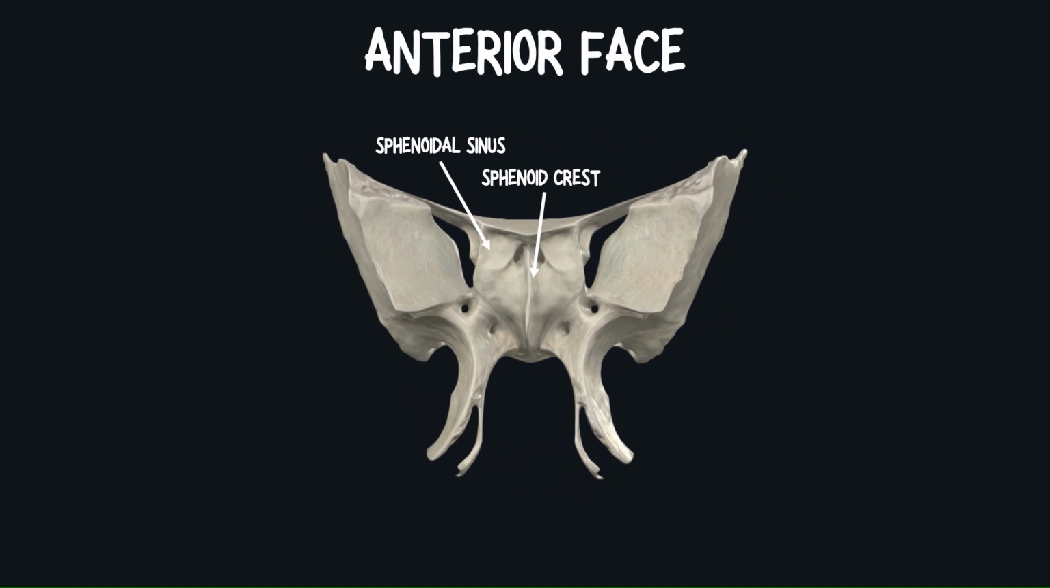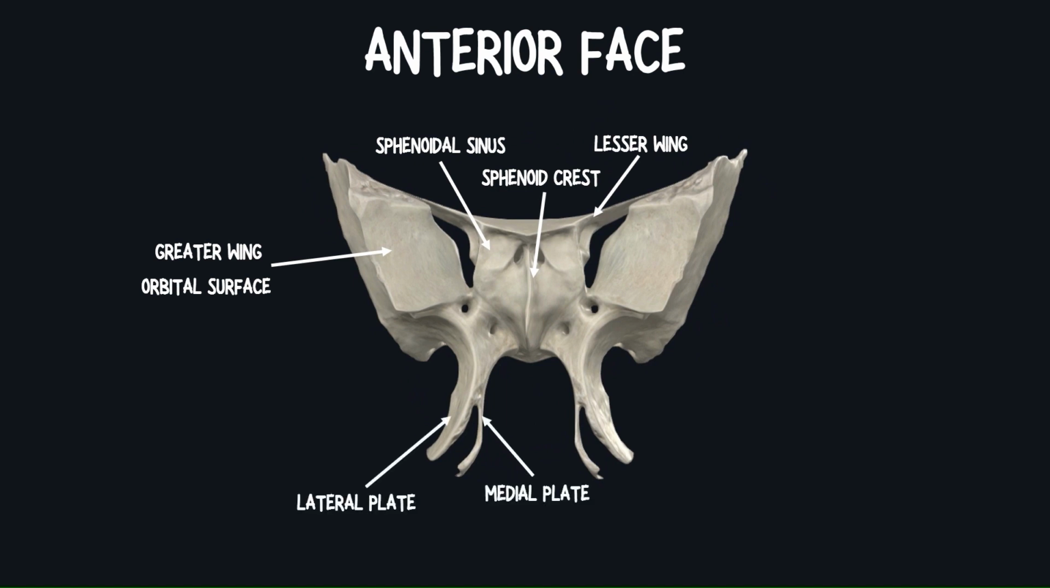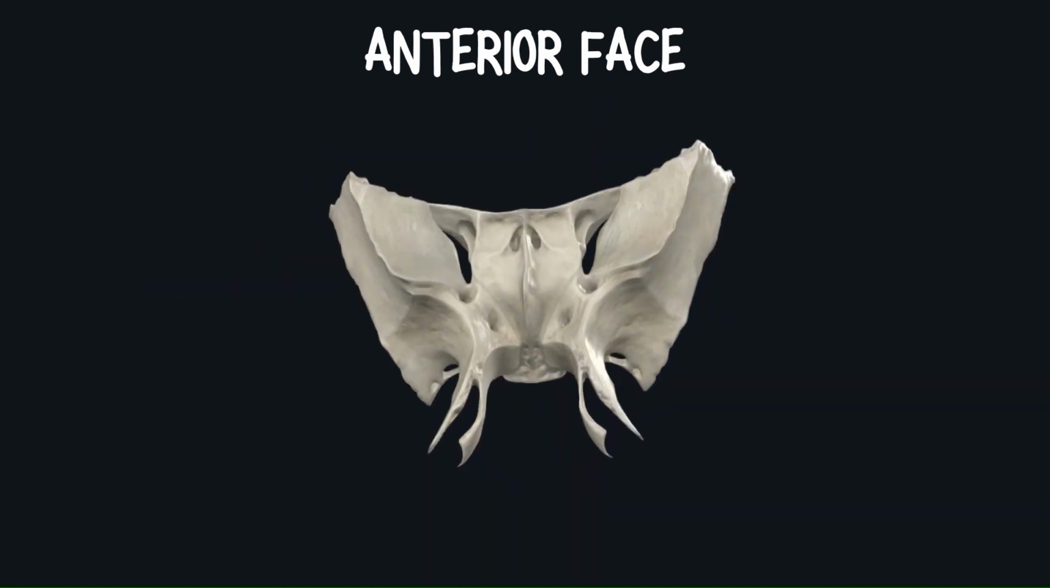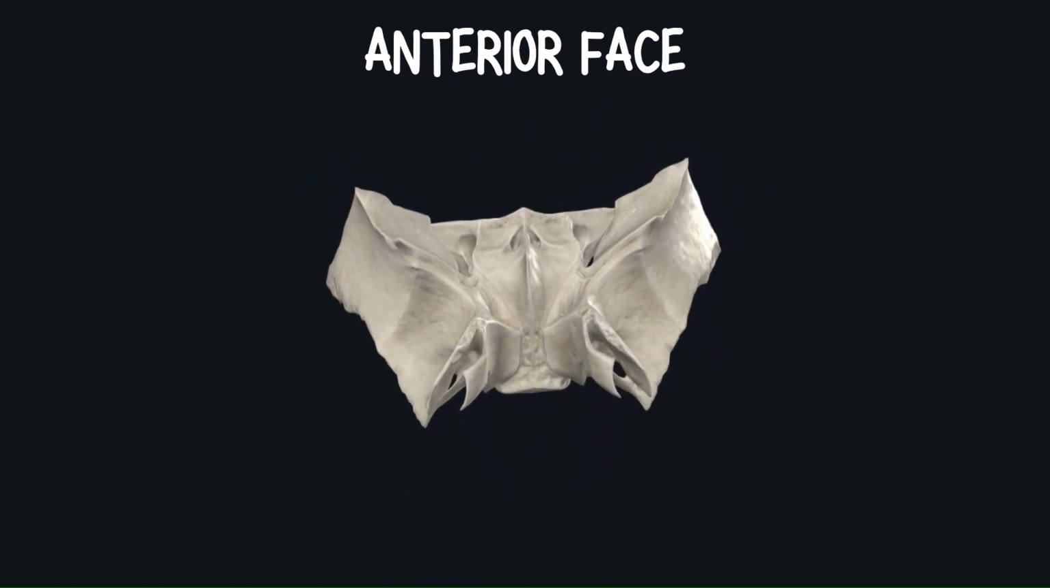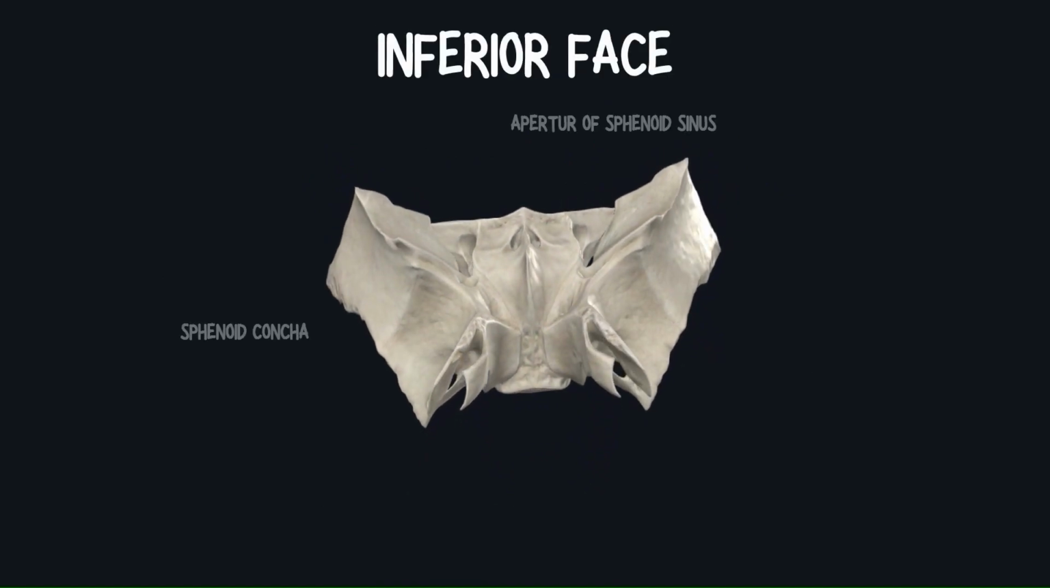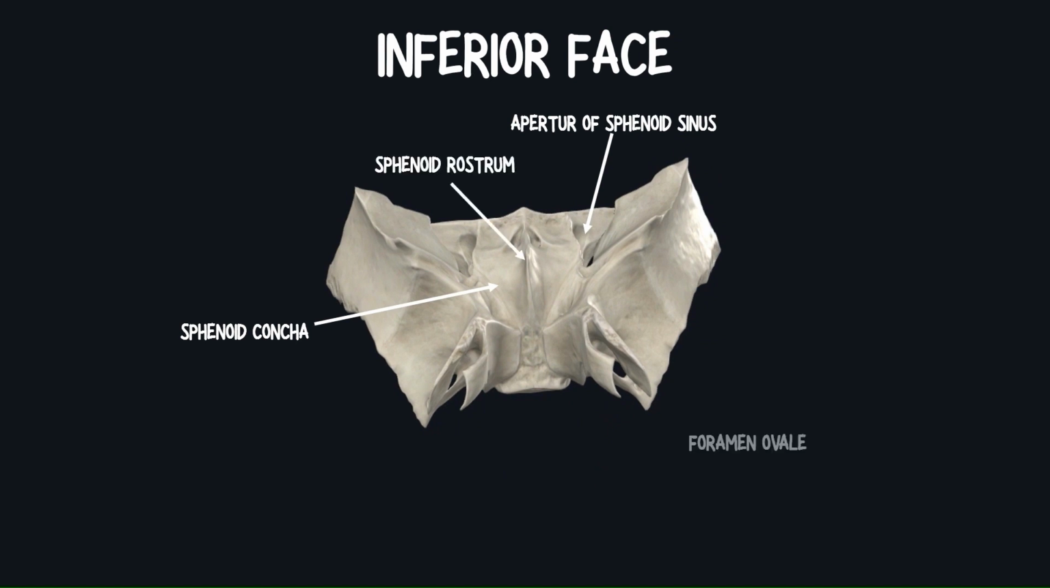Again, the orbital surface of the greater wing that forms the posterior part of the lateral wall of the orbit. The 2 plates of the pterygoid processes, the pterygoid canal, and the foramen rotundum, which allows for the passage of the maxillary nerve. From this perspective, from below, we can see the opening of the sphenoid sinuses, the rostrum, point of articulation with the wings of the vomer bone, and the foramen ovale.